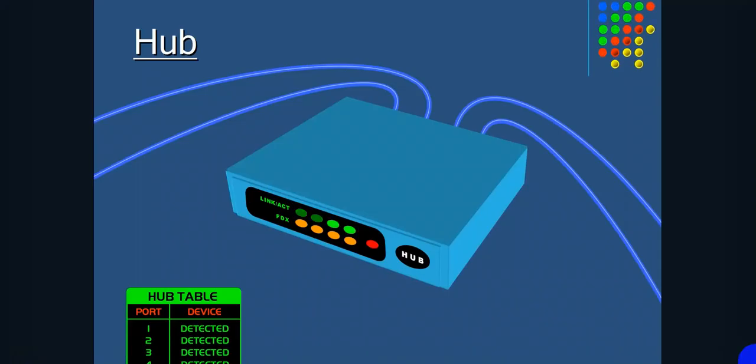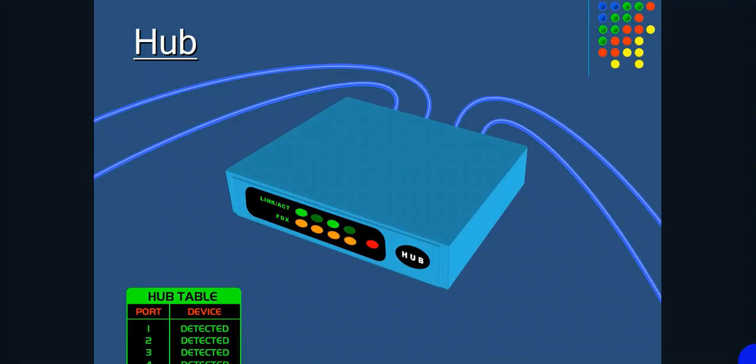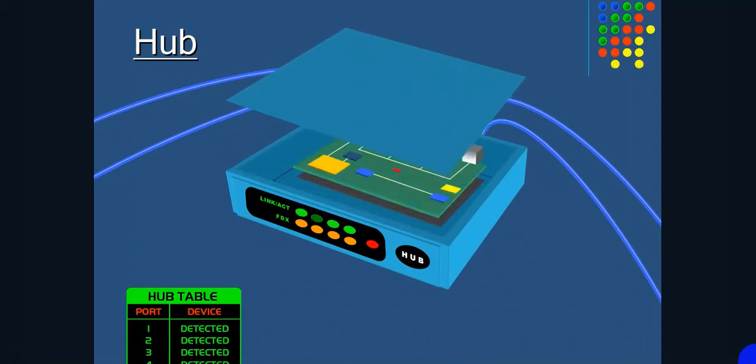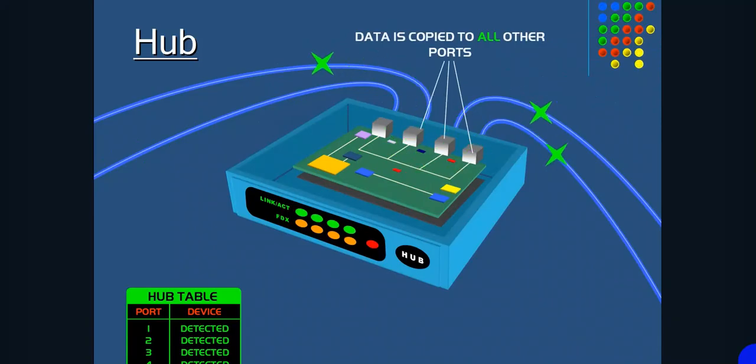Now a hub is considered not to be intelligent because it does not filter any data or have any intelligence as to where the data is supposed to be sent. That's because the only thing a hub knows is when a device is connected to one of its ports. So when a data packet arrives at one of the ports, it is copied to all of the other ports. So all the devices on that hub see that data packet.